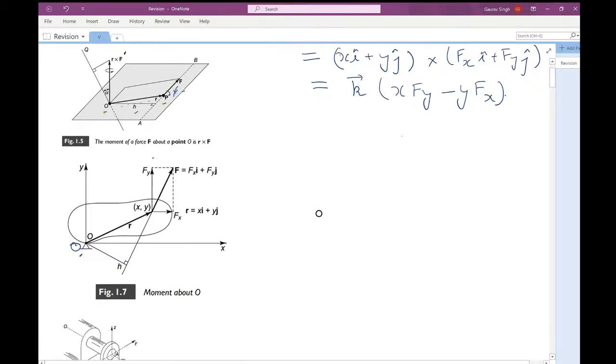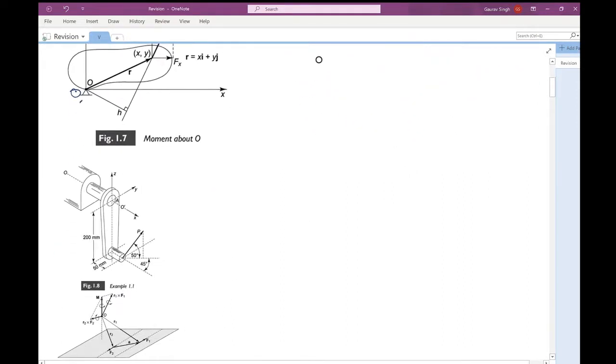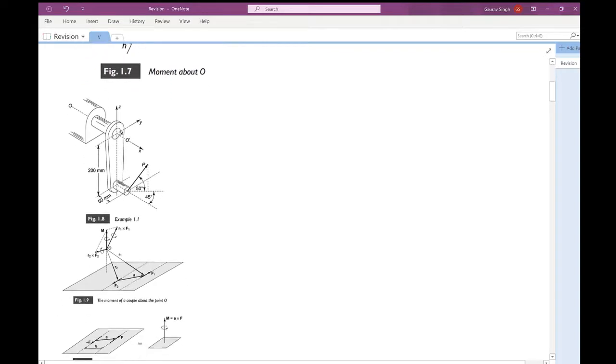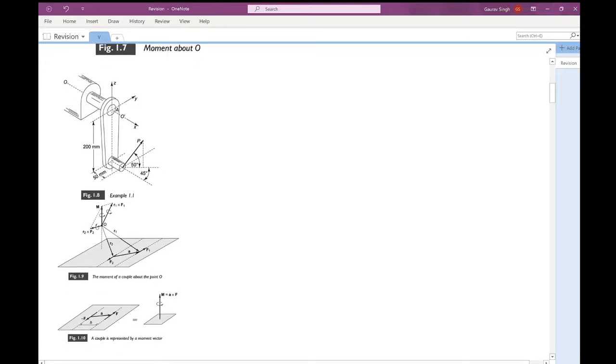Let's see an example now. This is the example which we are considering, example 1.1, as it's given in your book, and the diagram which you have in front of you, is the determination of the moment about a line. This is a slightly newer concept, and let's consider this and see how it works.